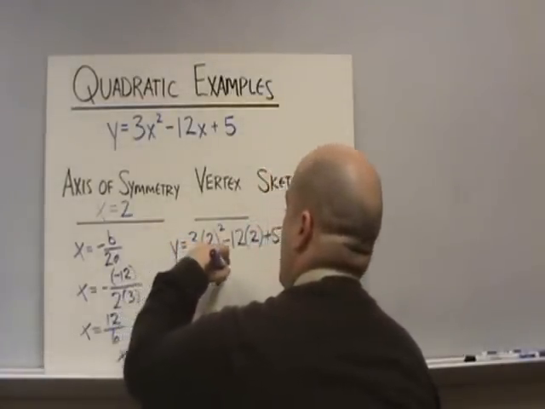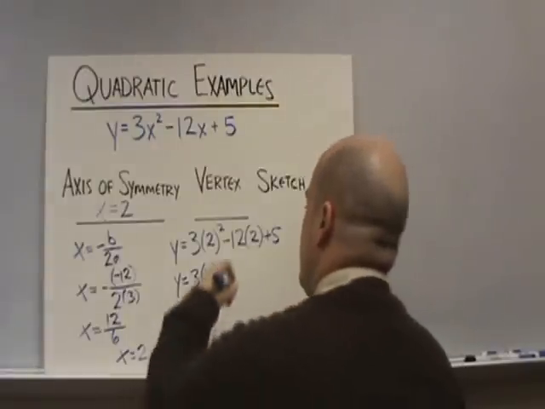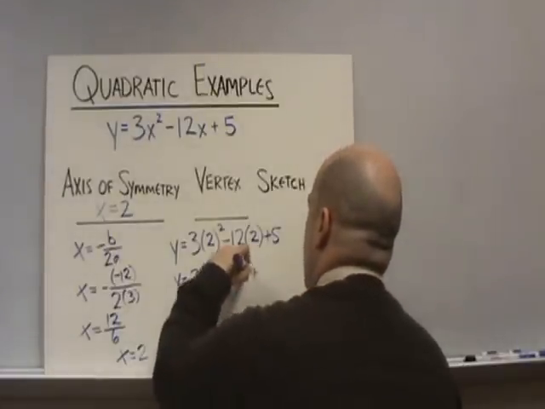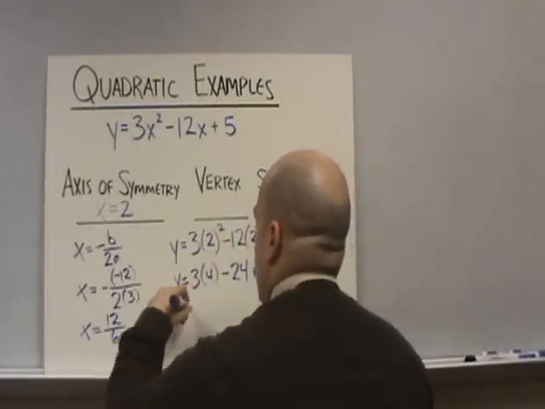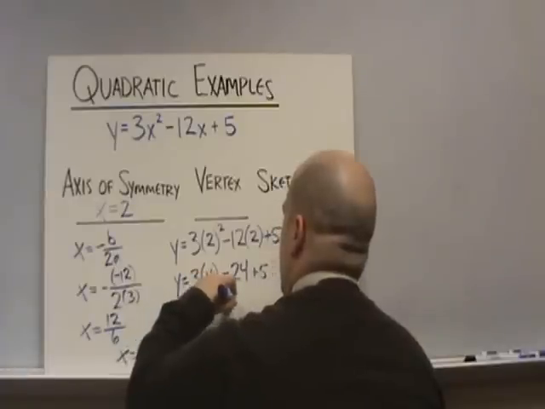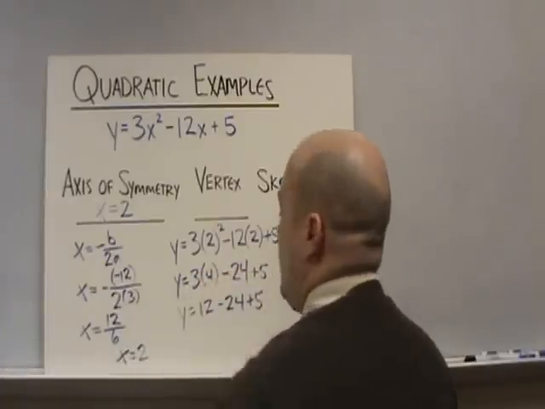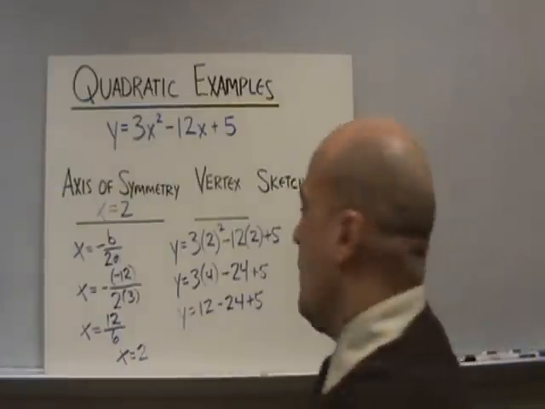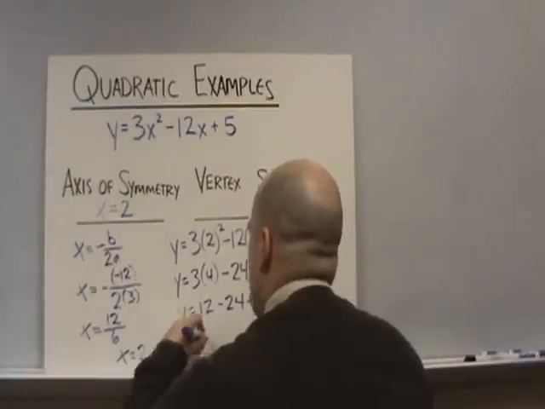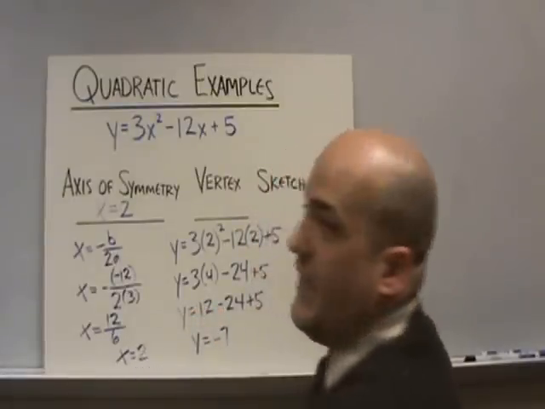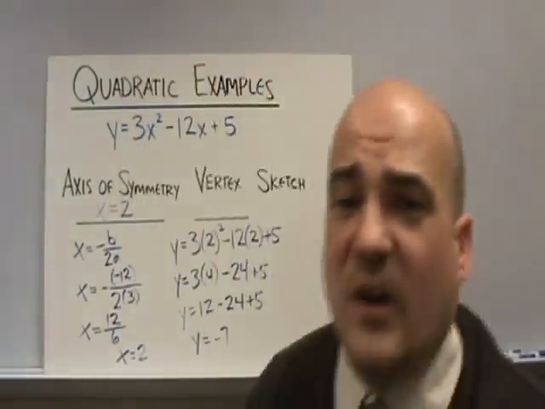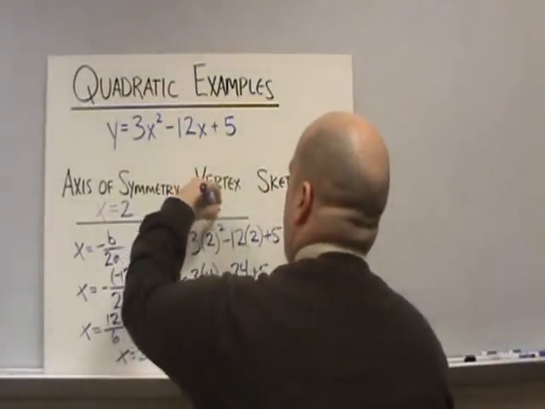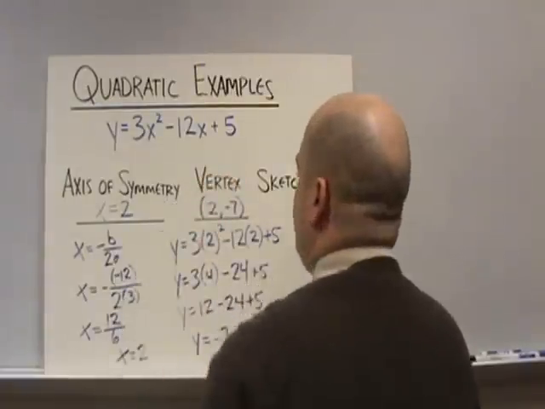Y equals 3 times 4 minus 12 times 2 is negative 24, and then plus 5. Or y equals 12 minus 24 plus 5. Okay, so when we simplify all that down, we know that y must be equal to negative 7. Again, we know our x value and we know our y value now. So our vertex must be 2 comma negative 7.